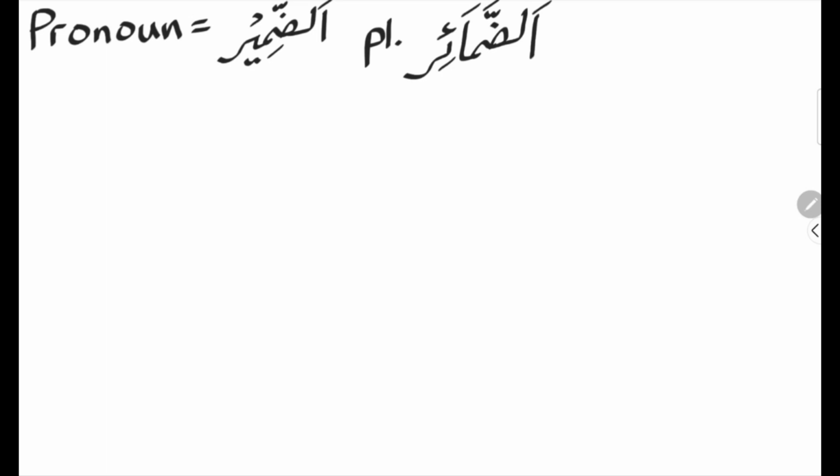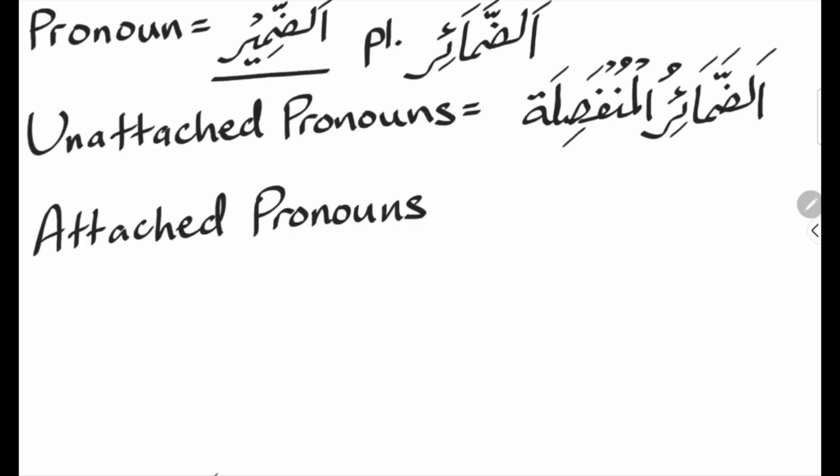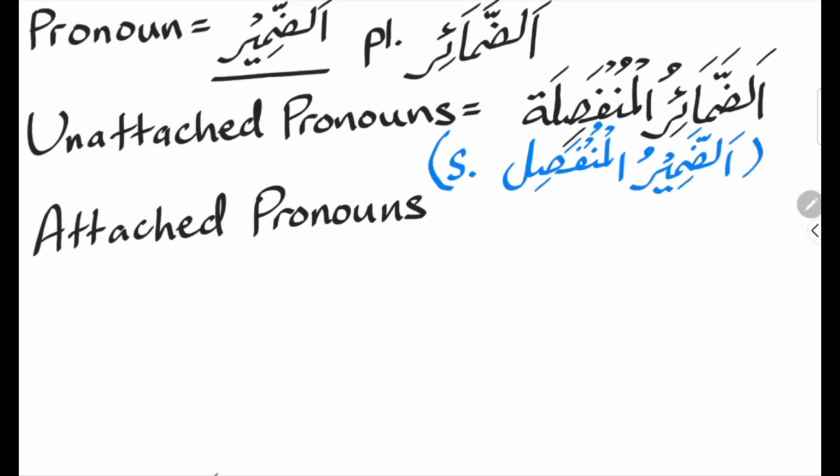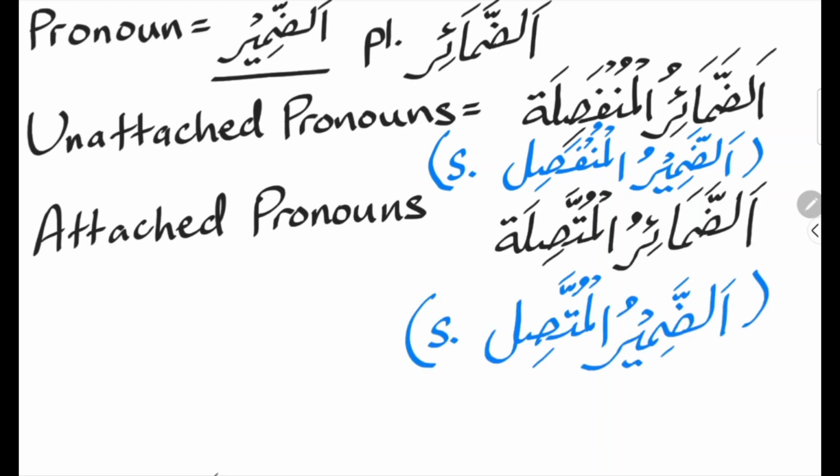There are two types of pronouns in Arabic, attached and unattached. Unattached pronouns are called الضمائر المنفصلة. The singular form of that is الضمير المنفصل. Attached pronouns are called الضمائر المتصلة, and the singular for that is الضمير المتصل. First, I'll focus on unattached pronouns, الضمائر المنفصلة.